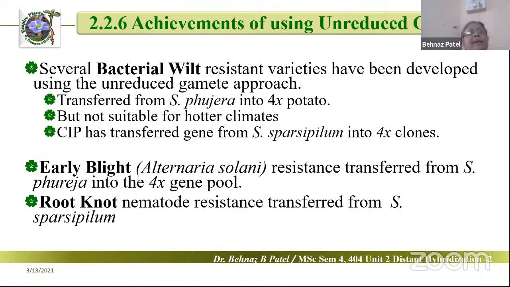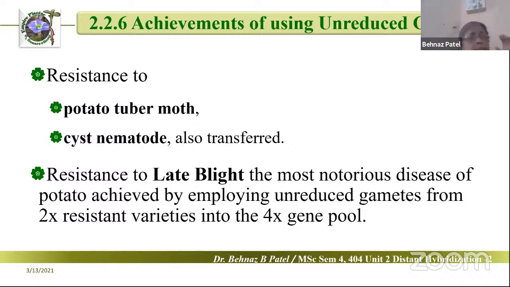Okay. But unfortunately, this resistance to bacterial wilt variety has not been suitable for the hotter climates. So anyway, this particular gene or a part of the chromosome, they've been able to transfer it into the 4X clones. Similarly, early blight and root knot, and we are having varieties resistant to that. Then, considering the pests, you have resistance to potato tuber moth and to nematodes.